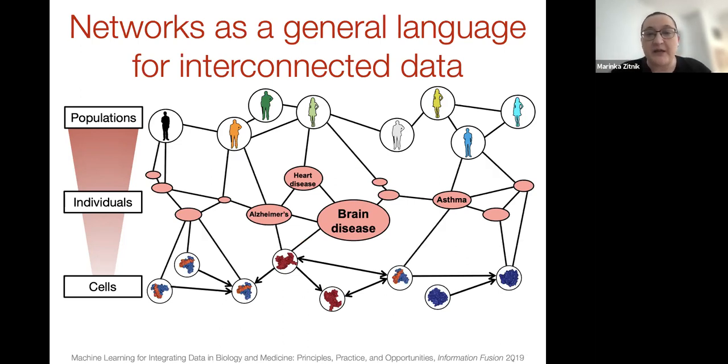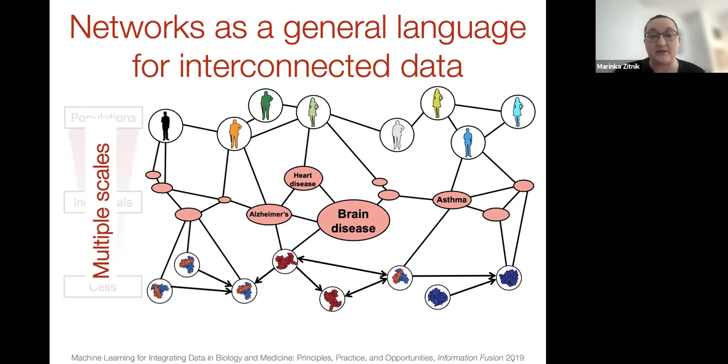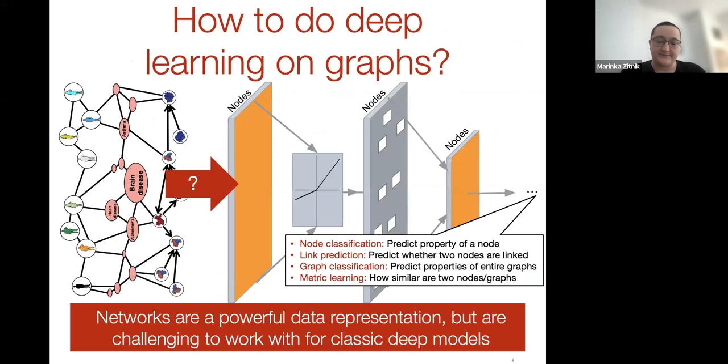Networks are appealing because they allow us to bring together these data at these different scales, and also to obtain a unified mathematical representation that can represent this rich multimodal data set. Of course, a very natural question to ask once we have these rich network representations of the problems that we are trying to model.